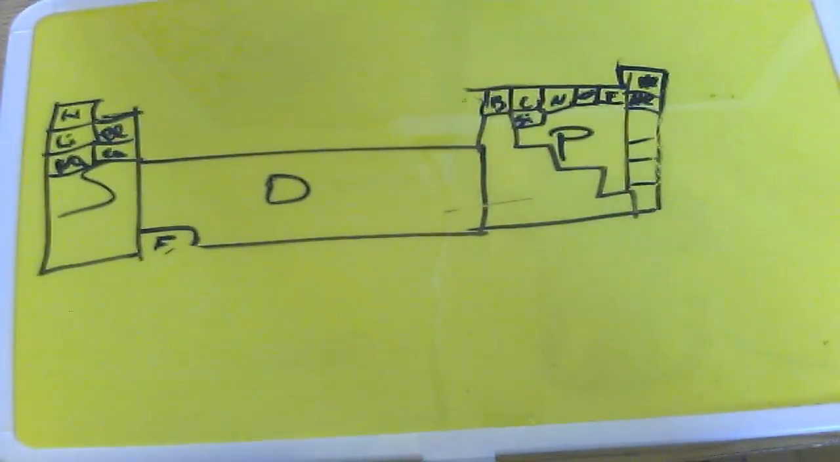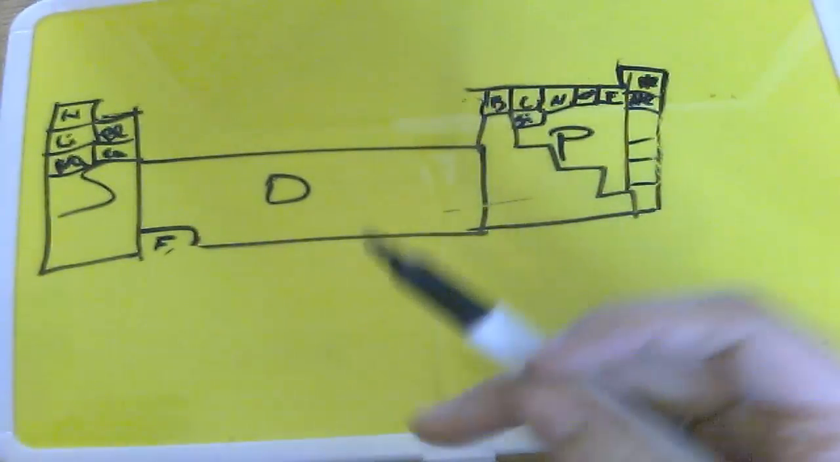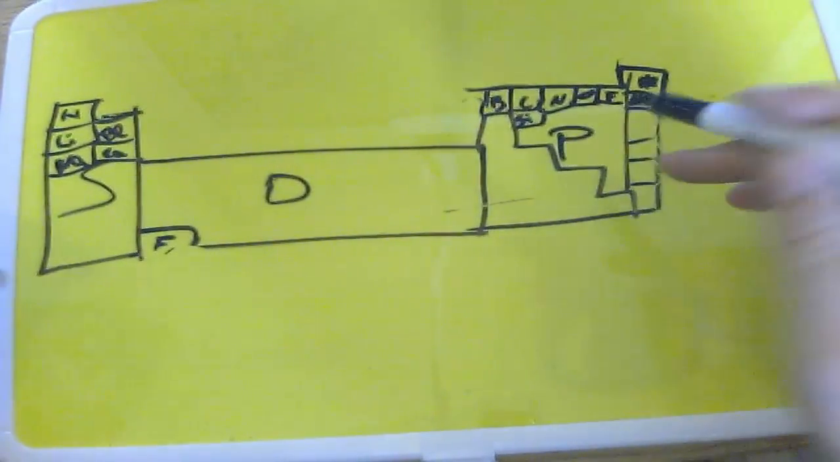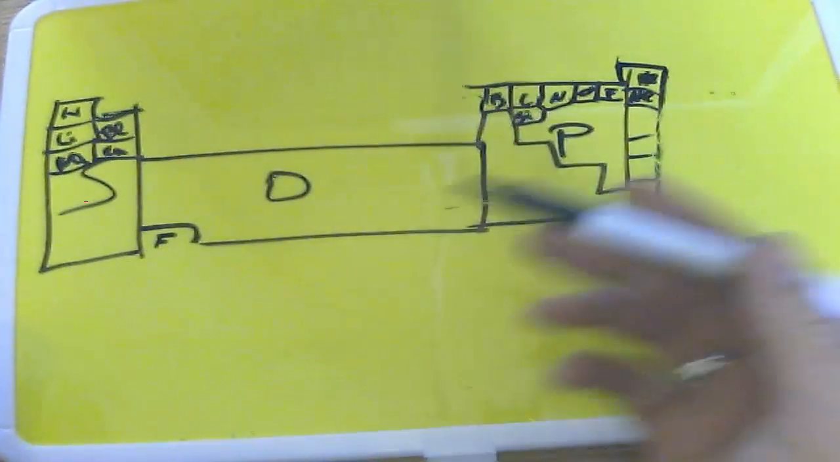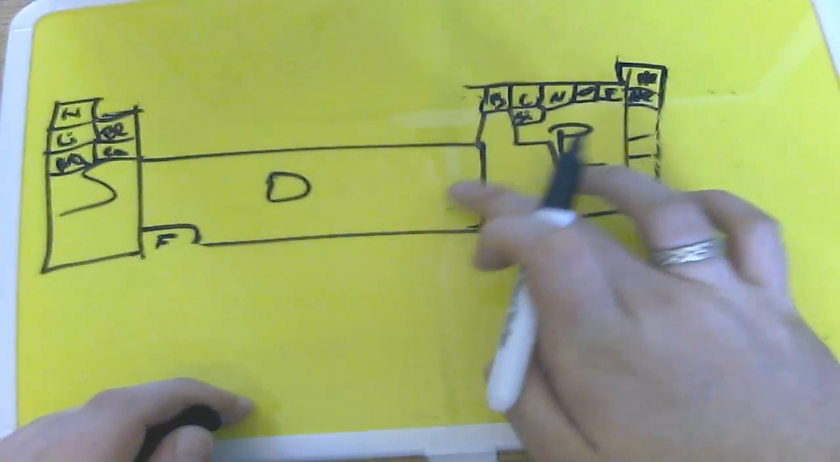If you want just the general atomic mass, just look at the periodic table. Real easy. I don't have any of them written in here, but in an exam you'll be given the masses of everything you need.